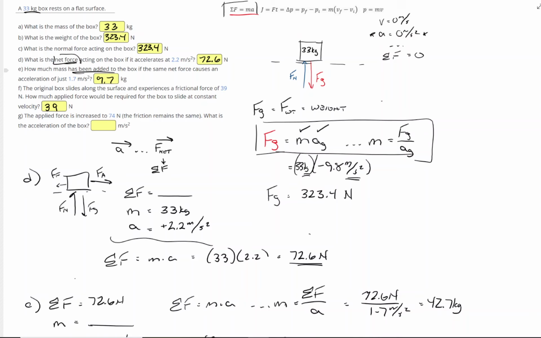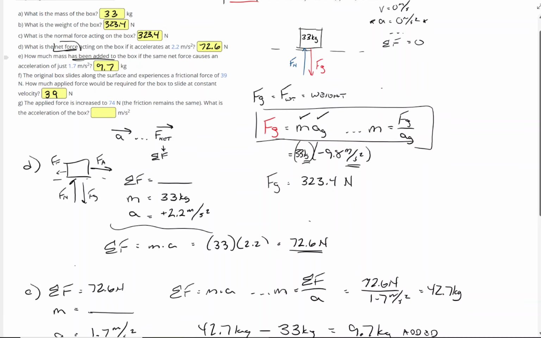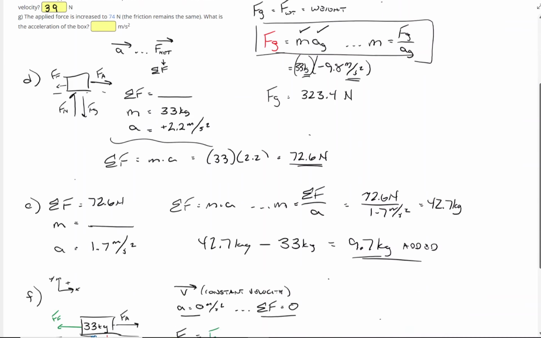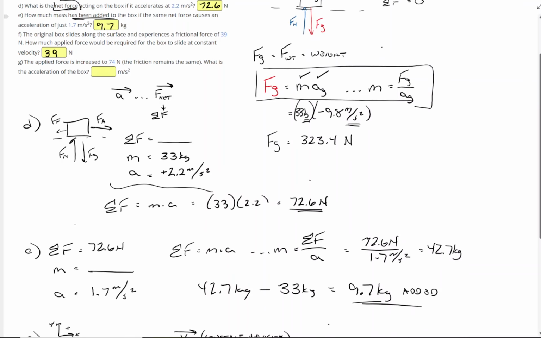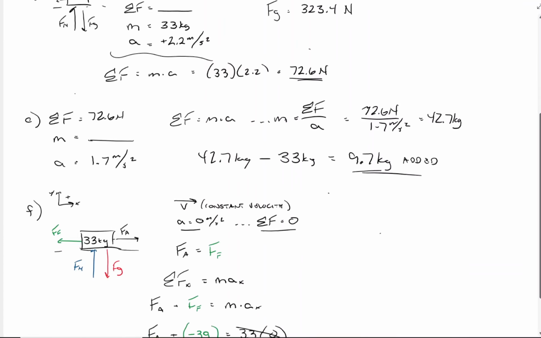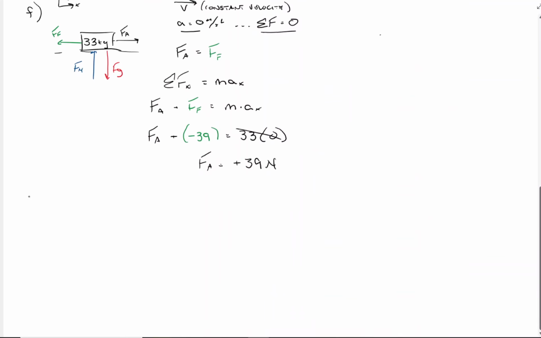All right, last one. The applied force has been increased, but the friction remains the same. So this thing's already sliding. We have this friction force, but now we have more applied force than 39. Well, what's going to happen? Well, let's draw this free body diagram.